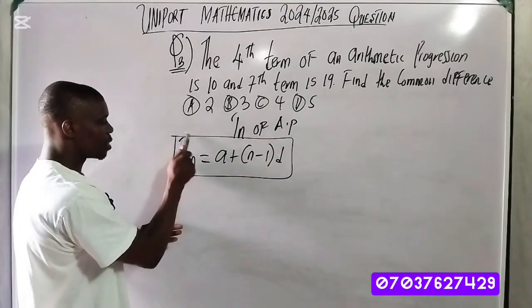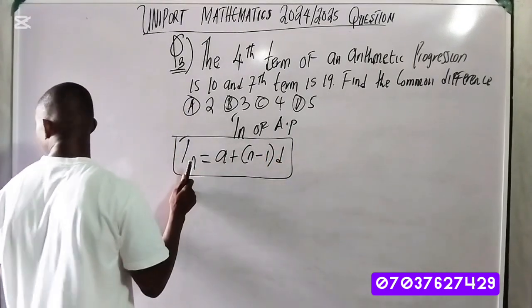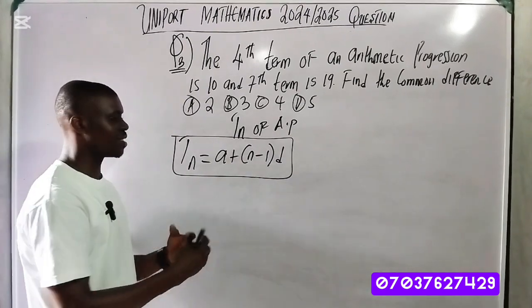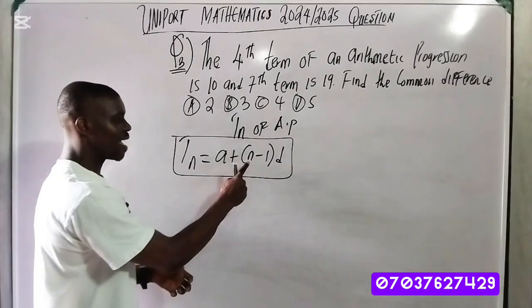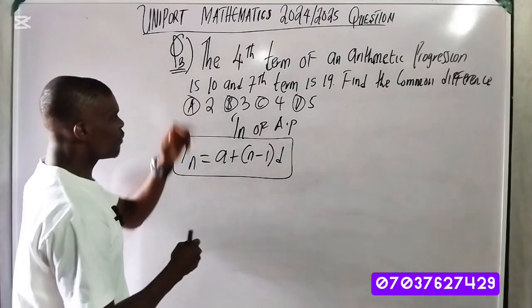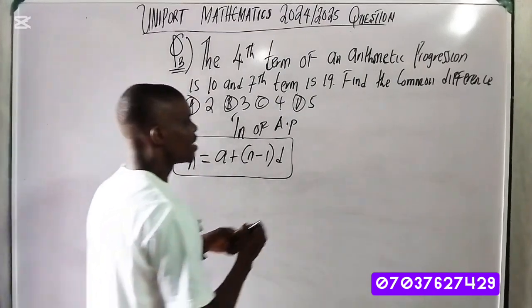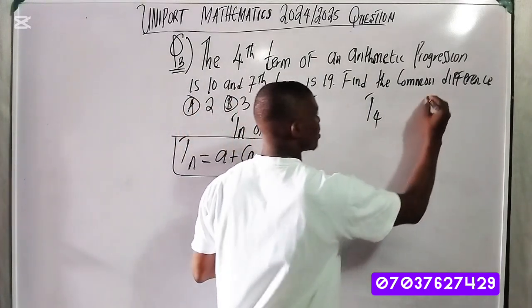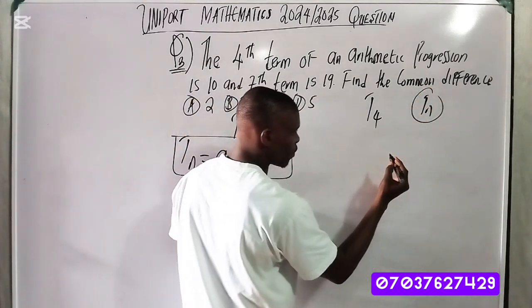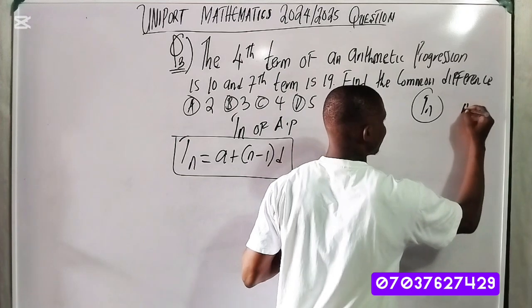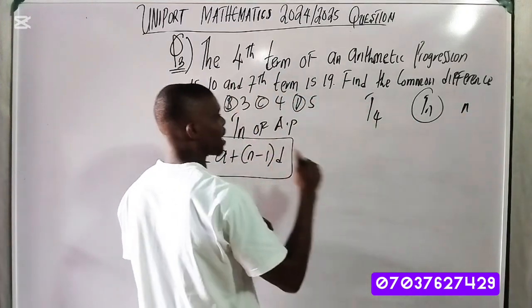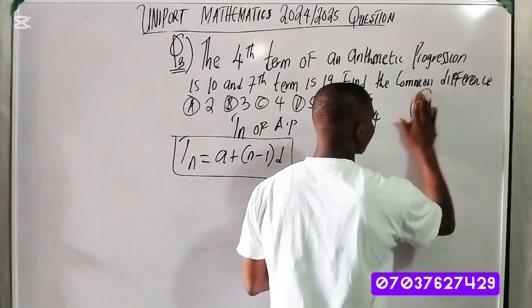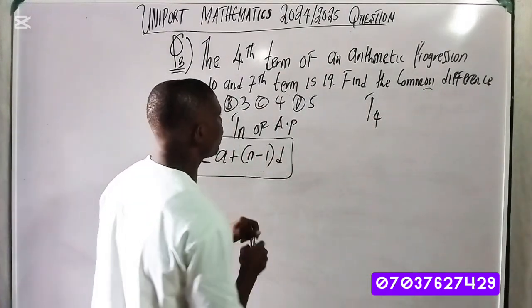Where n is the term, the nth term of the progression, a is the first term, d is the common difference. n means the term. If you look at the question very well, they say the fourth term, that is T4. When I say fourth term, just like Tn, the term is n here. They say the fourth term, that is my n equals 4.